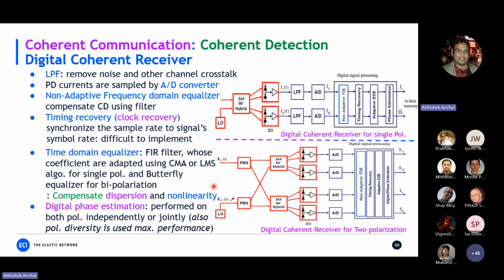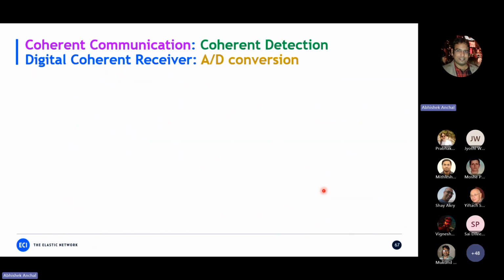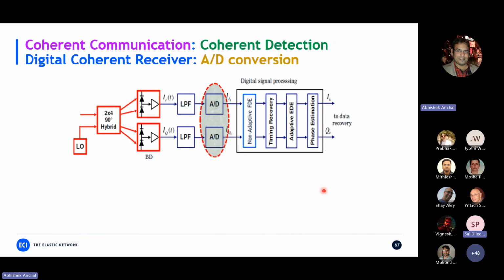So let's see one by one. Here this is for single polarization, and again, if you have two polarizations, which is the most common case, we use a polarization diversity receiver to align the two different polarizations with respect to the local oscillator. Okay, so let's see. First, let's start with A to D conversion.